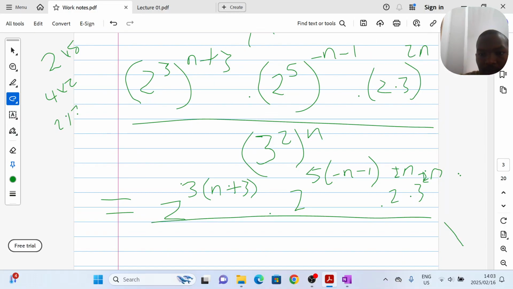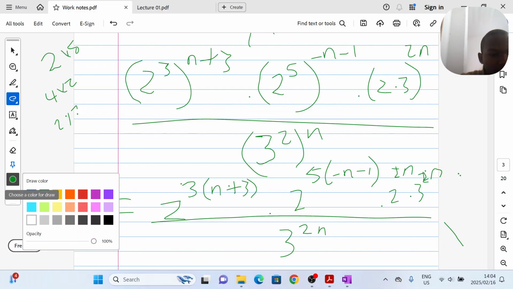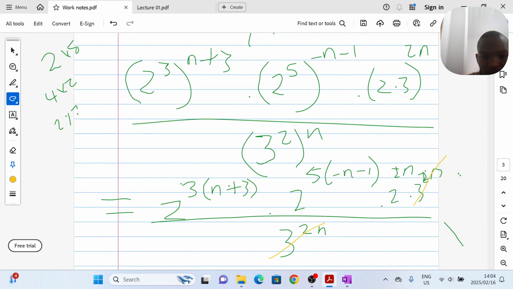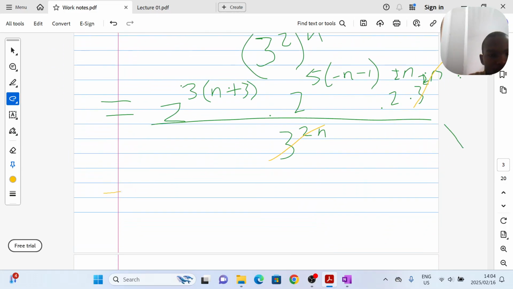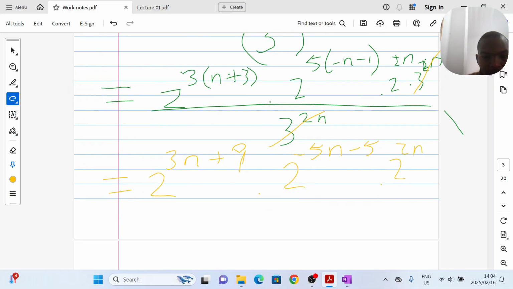Divide this whole thing by 3 to the power 2n. Now we have 3 to the power 2n in the denominator, and you have 3 to the power 2n in the numerator. So what we do here, we cancel this, we cancel that, so it's gone now. So the only thing that we are left with is 2 raised to 3 times n, which is 3n plus 9. 3 times 3 is 9. Times 2 to the power minus 5n minus 5 times 2 to the power 2n. That's what we are left with at the moment.